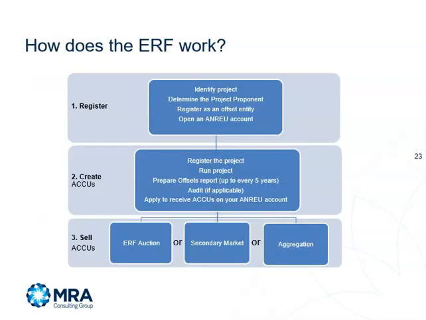On a broad level, the ERF consists of 3 stages. First is a registration of the project proponent. Next is a carry-out of the project to generate credits. And finally, once the credits have been issued, they can be sold either to the government, the secondary market, or via an aggregator. We'll get into more detail on each of these steps shortly.